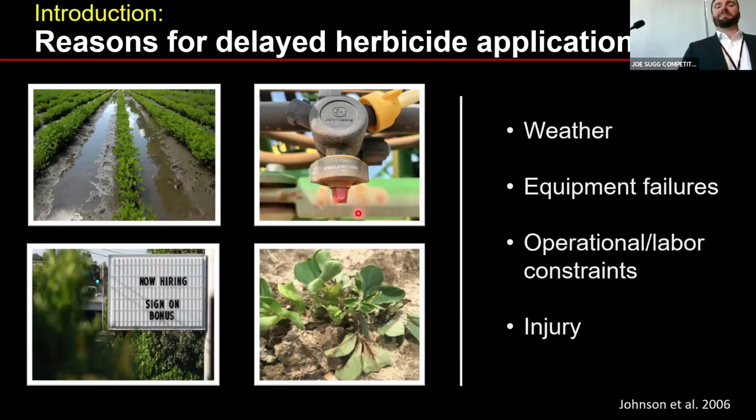But oftentimes they say, I was able to plant, but I wasn't able to get out into the field. And so there's many reasons why that occurs. As you can see here, it could be weather, equipment failures, operational labor constraints, the amount of acres that we're dealing with, as well as the concern for increasing injury, leading to yield loss with these delayed herbicide applications, as Johnson et al. was able to find specifically with Valor.